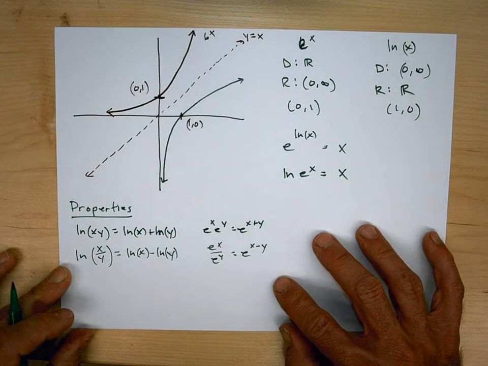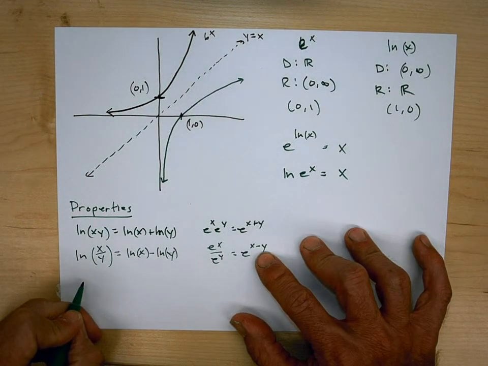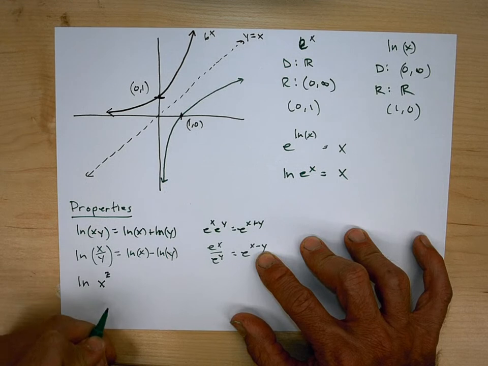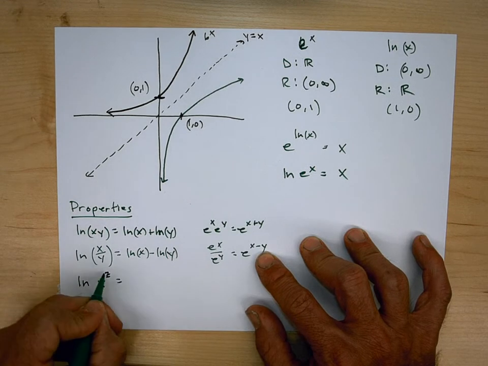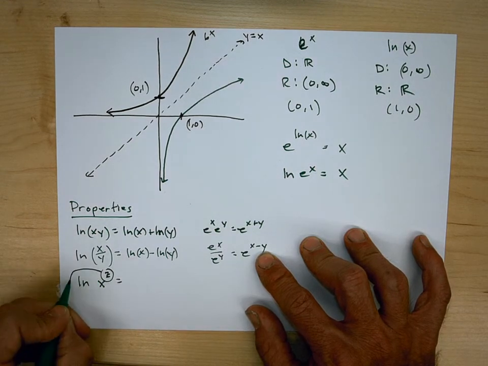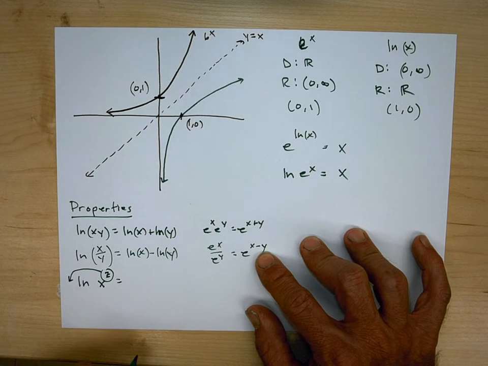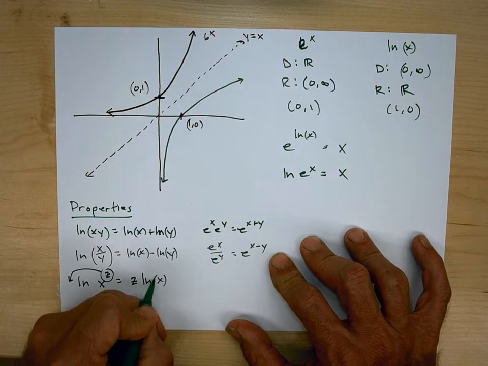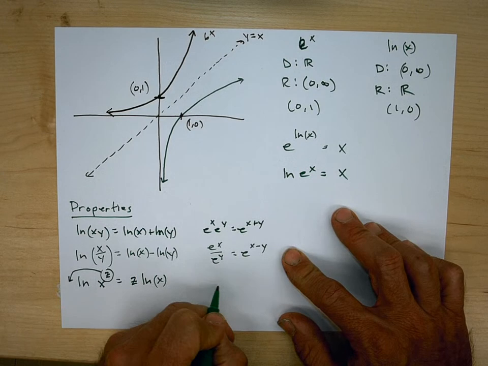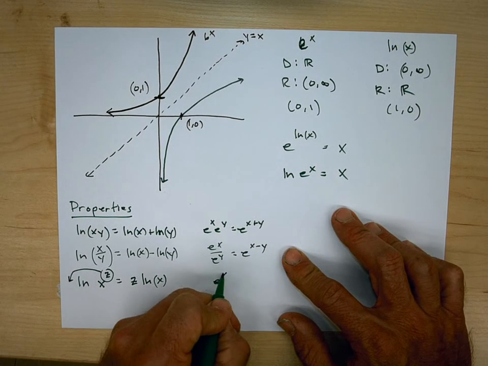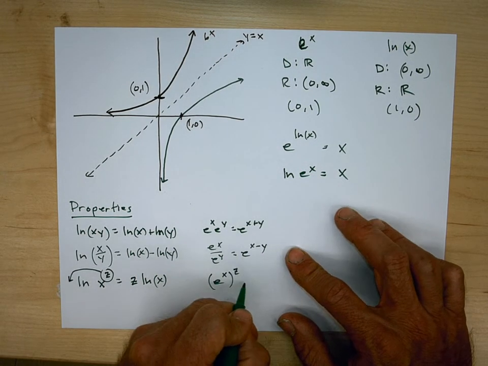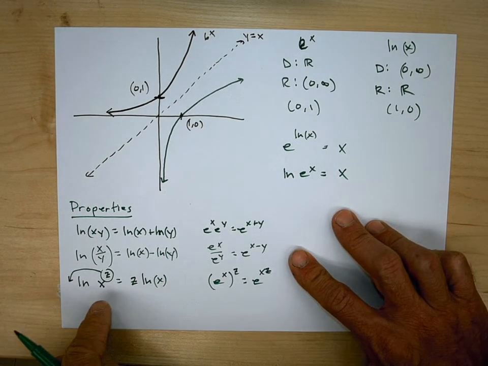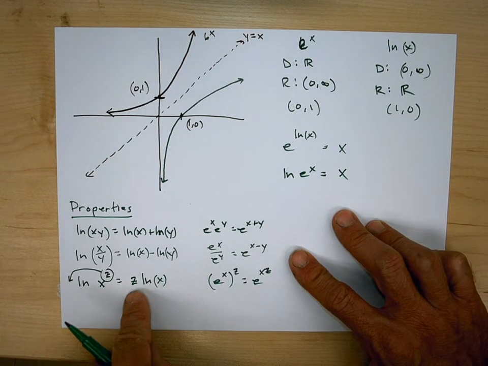And then something like natural log of x to some power z, we can take this power and bring it out front. This is a really useful property of natural logs. So z times natural log of x. Where this comes from is if I had e to the x raised to the z power, this would be e to the x times z. So raising it to a power, we can rewrite it as multiplication.